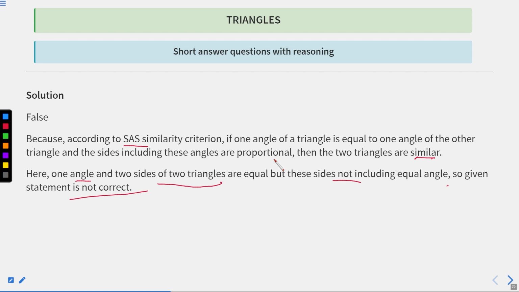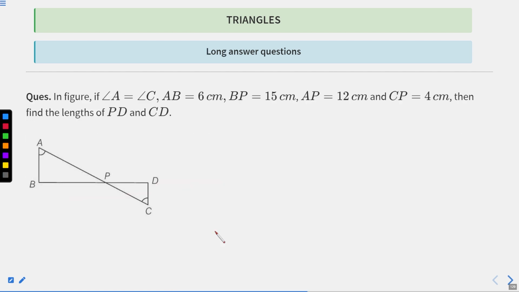Okay, so now let us discuss this question. In this question, given this figure, if angle A is equal to angle C, and AB is equal to 6 centimeter, BP is equal to 15 centimeter, and AP is equal to 12 centimeter, and CP is equal to 4 centimeter, then find the length of PD and CD.